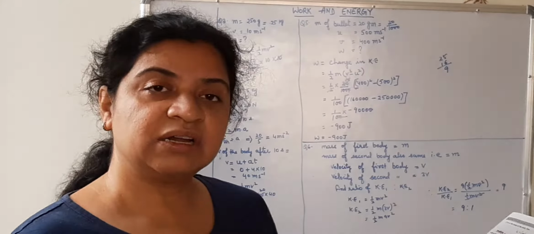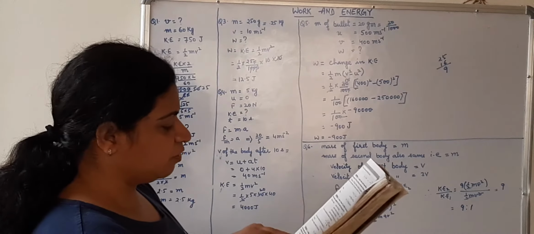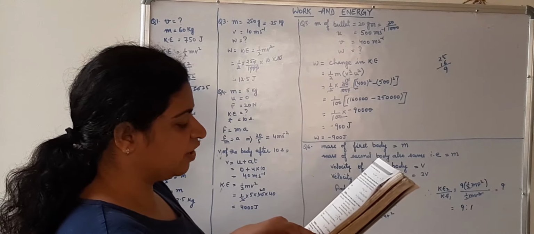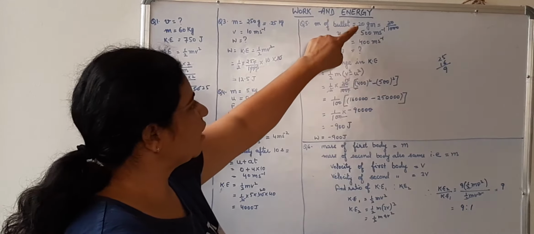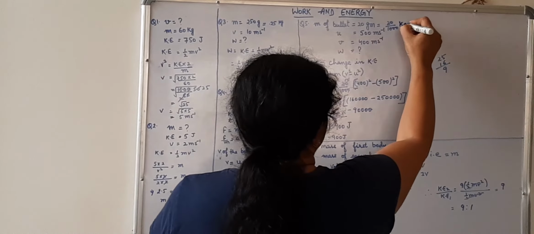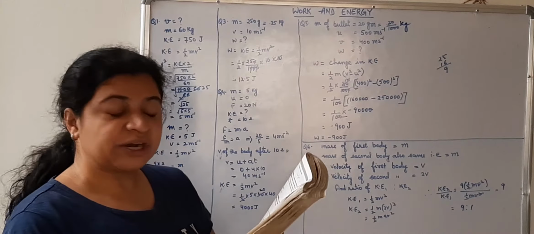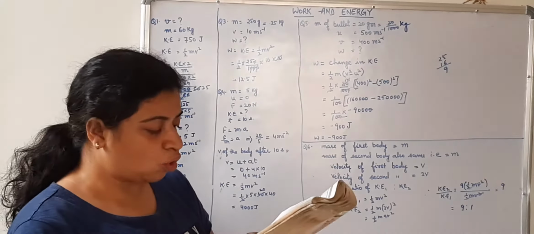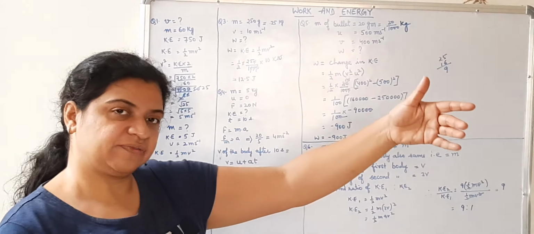Now let's start with our numerical 5. A bullet of mass 20 gram is moving with a velocity of 500 meter per second. The mass of the bullet is 20 gram, that is 20 upon 1000 kg. U is equal to 500 meter per second. It strikes a tree and goes out from the other side of the tree.